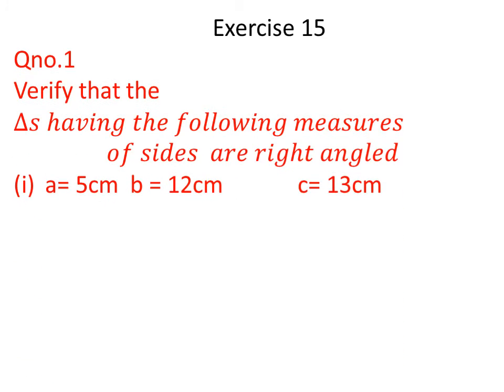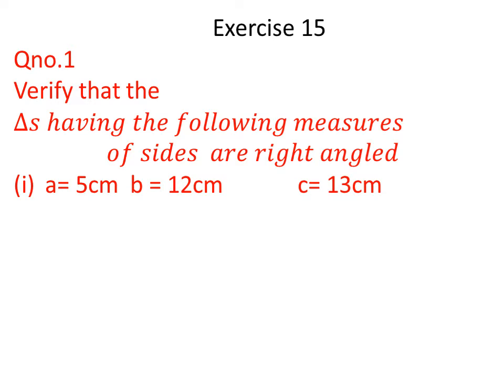Here we have to solve exercise 15. In the first question we have to verify that triangles having the following measures of sides are right angled. These sides are A equal to 5 cm, B equal to 12 cm and C equal to 13 cm.